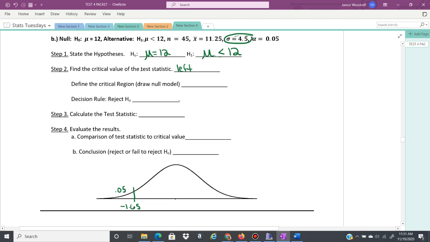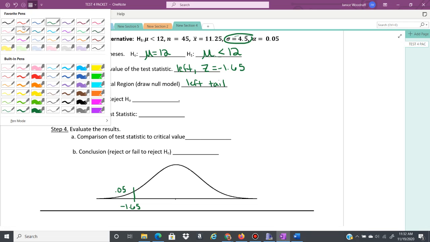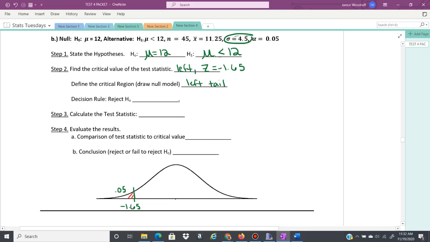All right, so my critical value is negative 1.65. Okay, I've drawn my model. It is a left tail. And our rule: my rejection region is going to be in the left tail, so anything to the left of negative 1.65. So I will reject if my z is less than negative 1.65.